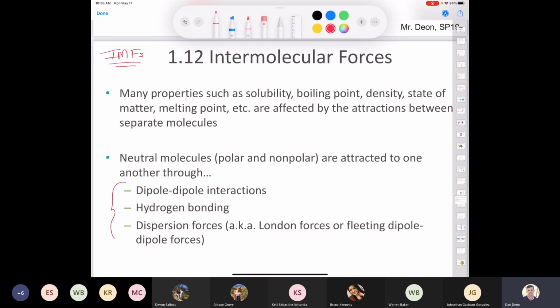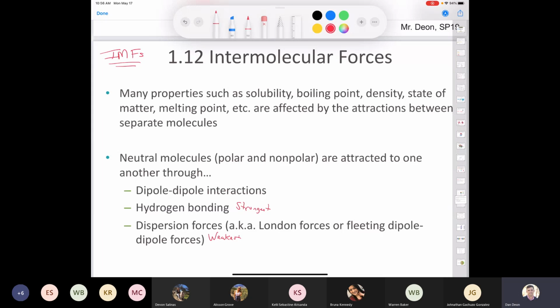And so neutral molecules, whether they're polar or nonpolar, are going to be attracted to each other some way. The 3 types of intermolecular forces that you need to understand are dipole-dipole interactions, hydrogen bonding, and dispersion forces, which we sometimes refer to as London forces or fleeting dipole forces. Now, these are not listed here in any particular order, because dispersion forces are the weakest of these 3, and hydrogen bonding is the strongest.